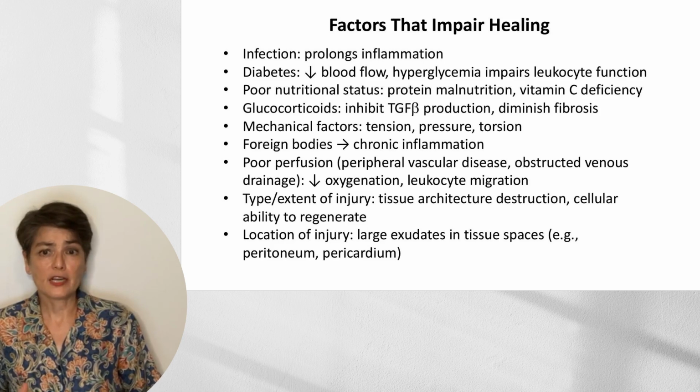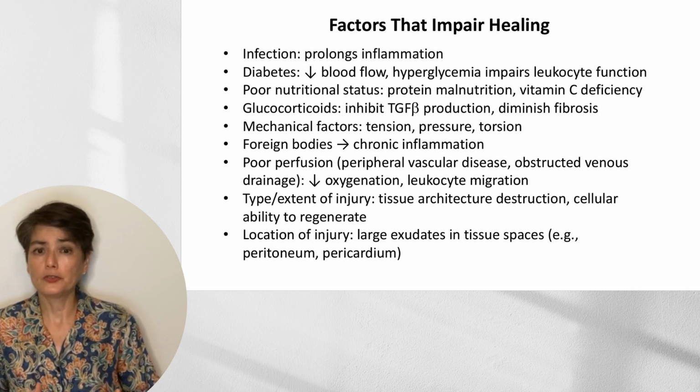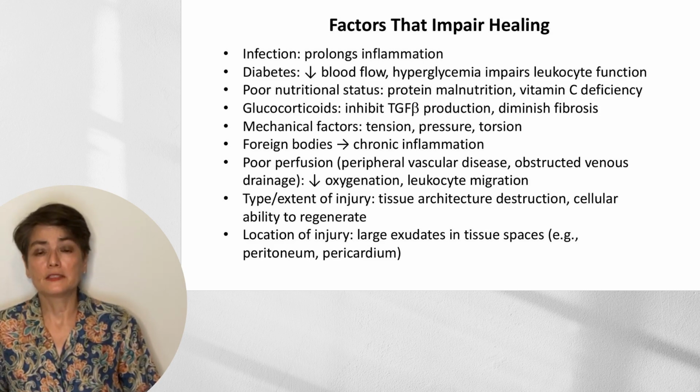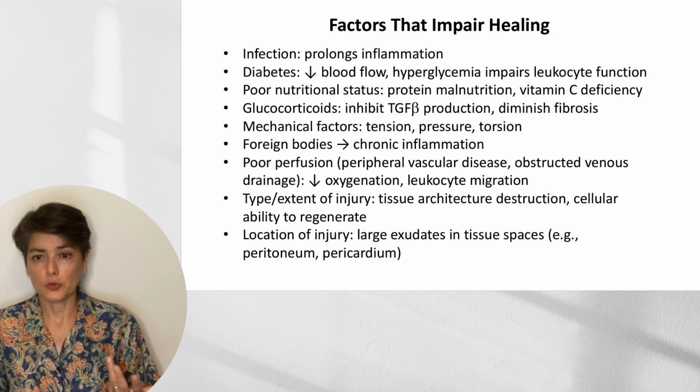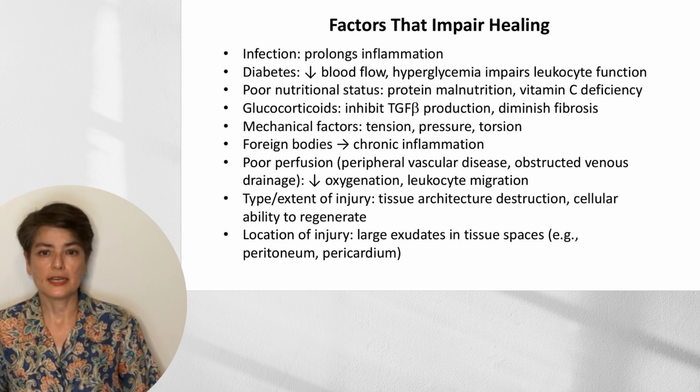Poor perfusion of any type, whether it's just due to peripheral vascular disease, as we see in diabetes, atherosclerosis, we can get obstructed venous drainage in the case of varicose veins. That's going to decrease oxygenation as well as impede leukocyte migration. The type and extent of injury are important because if you have tissue architectural destruction, as I've already mentioned, that's going to drive us more towards scarring. And we also have to be aware of, does this cell have the ability to regenerate? Because that's going to be a factor, for example, in cardiac myocyte damage.